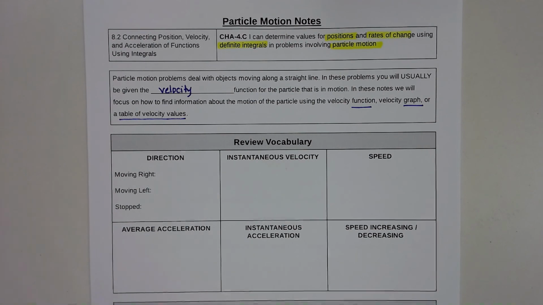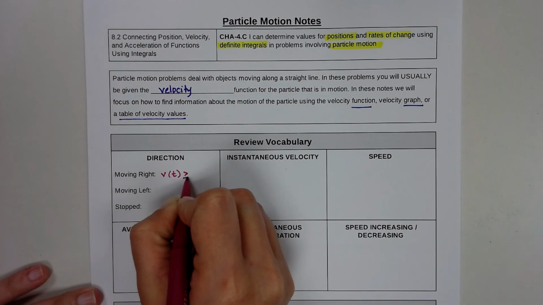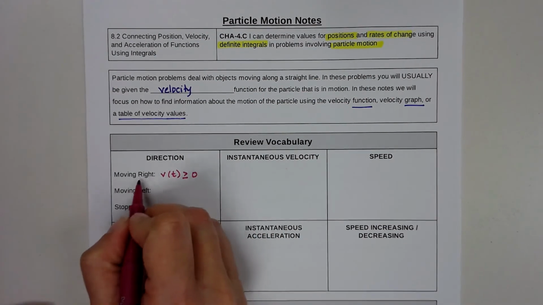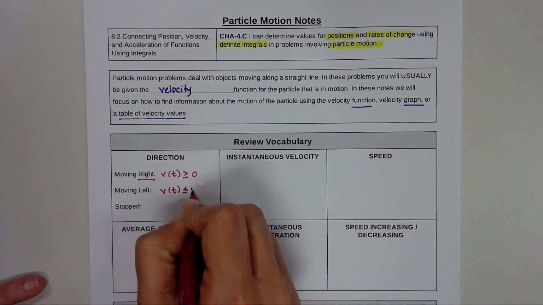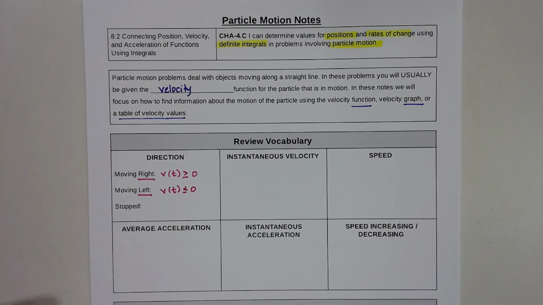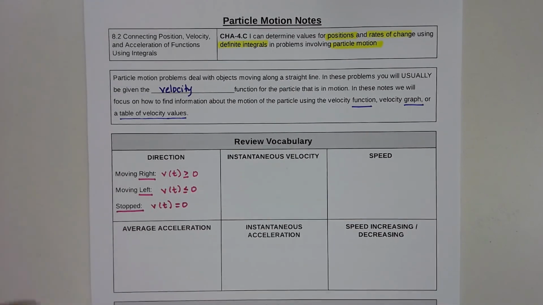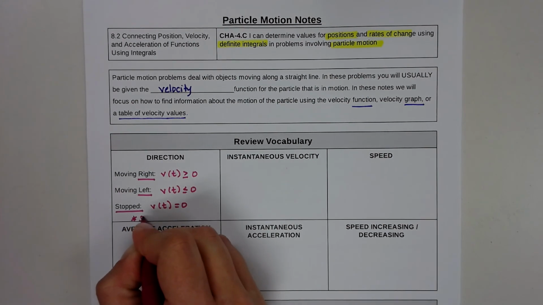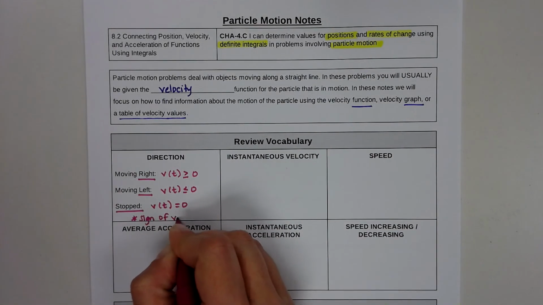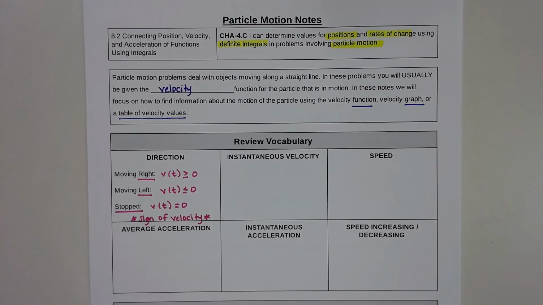So one of the things we learned earlier this year is we can tell which direction an object is moving in by looking at the velocity. When your velocity is greater than or equal to 0, we say that our object is moving to the right. When your velocity is less than or equal to 0, we say that our object is moving to the left. And when our velocity is actually equal to 0, we say that the object is stopped. As a big idea here, we use the sign of velocity to make these decisions. So is velocity positive, is velocity negative, or is velocity 0?